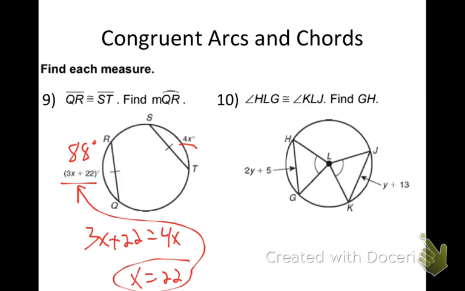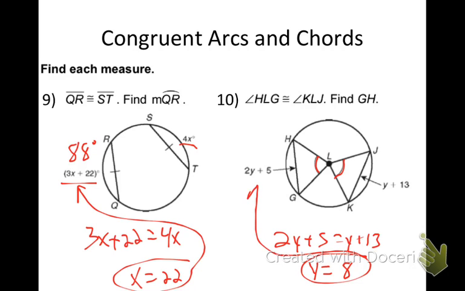Number 10 says that the two angles are congruent. If the angles are congruent, what do you know about the chords? They are. So what are you going to do there? Set them equal to each other. So 2y plus 5 equals y plus 13. And now you want to solve for y. What do you get y to equal, Tyler? 8. Is that my answer? No, because you have to plug it in. GH has a length of what, Bryce? 21. Good work.